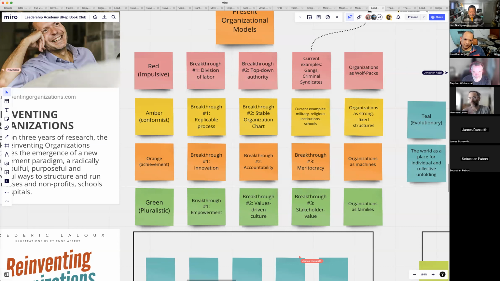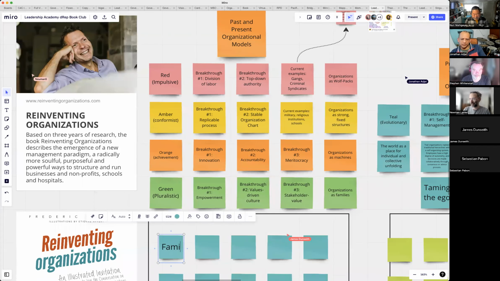Here's my thought, and actually Stephen's original idea, all of them sort of existing in one thing. Nora, you and I have talked about how it's not like red is bad and you're moving towards the good, but they all exist in one organization, and that's why it pops up.